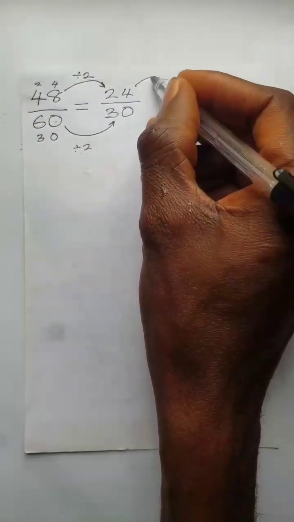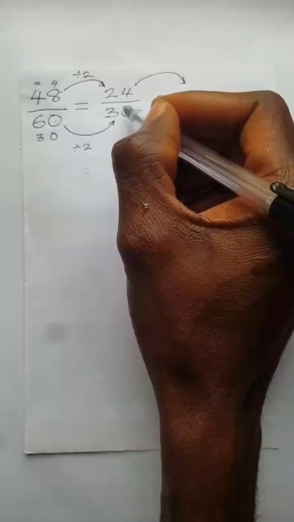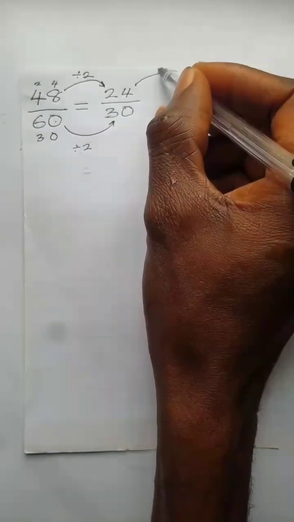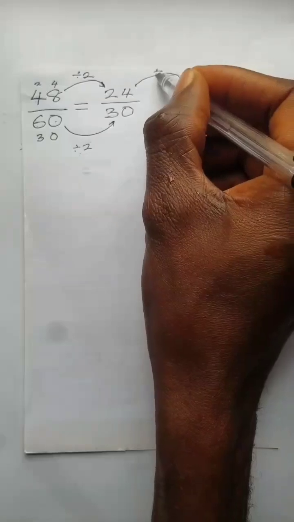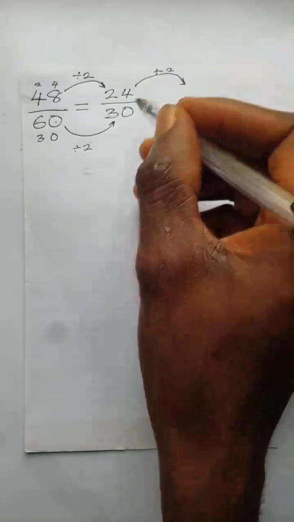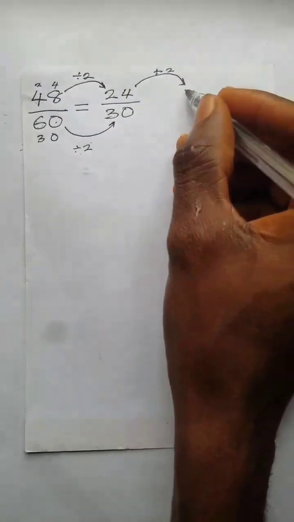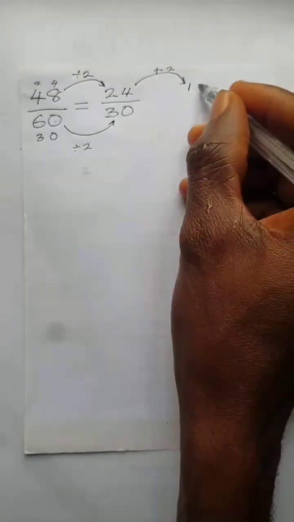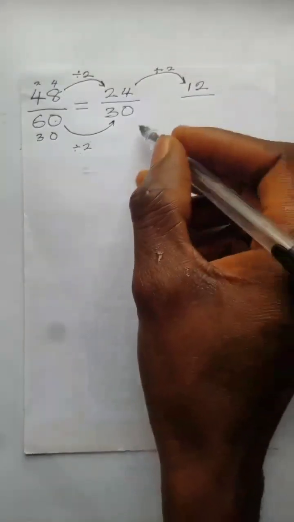Okay, what can I do again? Can 2 still divide? Yes, they are both even numbers, so 2 can still divide. 2 divided by 2 is what? 1. 4 divided by 2 is what? 2. The same thing.